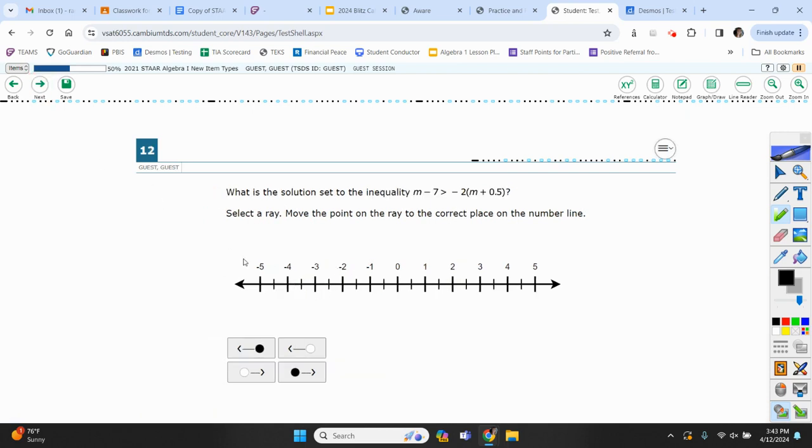Number 12. Repeat what you did for number 11. So it's the exact same thing, except again, we're going to have to distribute negative 2m, and this one is positive m. M is bigger than negative 2m, which means the sign's going to stay greater than. And because it's just greater than, it's going to be an open circle. And greater than means to the right. So we're going to shade to the right. So this is the arrow, and then you just choose which number it should go on.